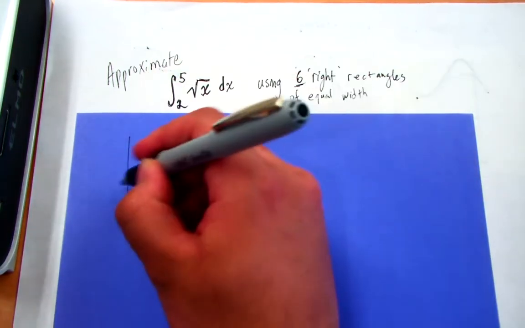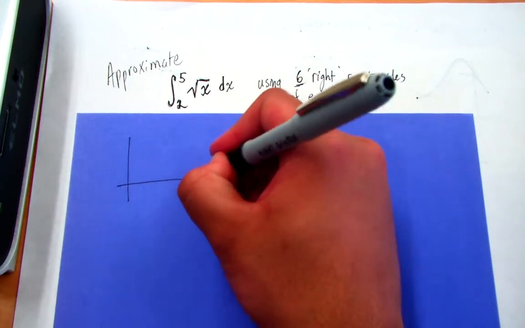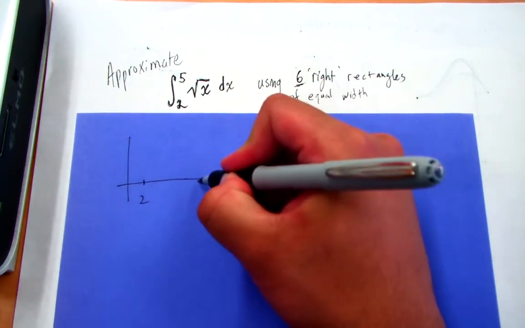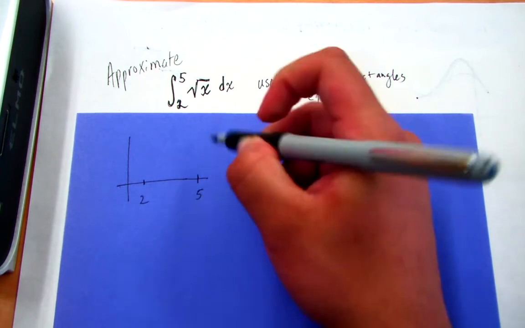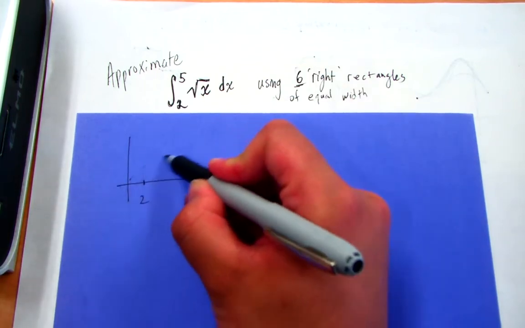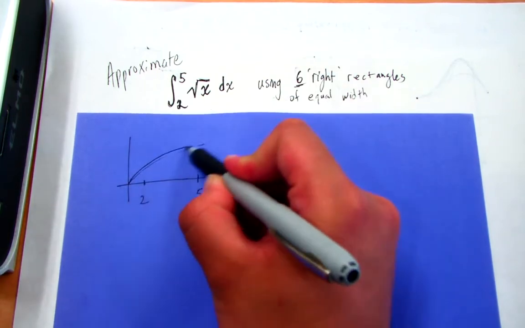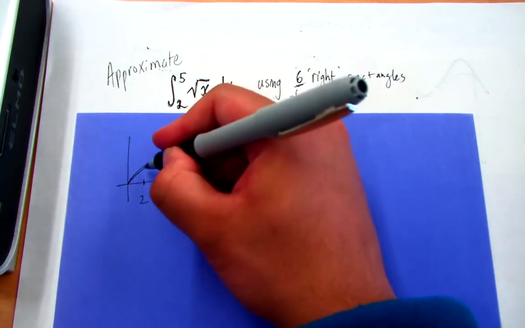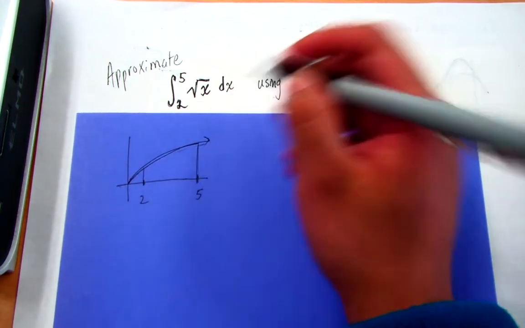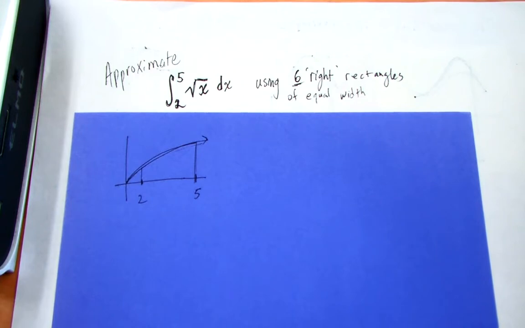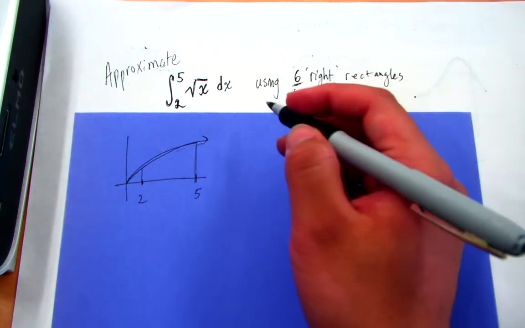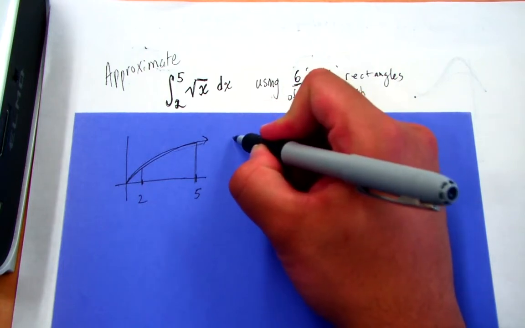So we have from 2 to 5. The square root function looks like this, roughly speaking. This is a general picture, and we're looking for this space. It's in general a good idea to draw a picture to get a sense of exactly what it is we're subdividing. The first thing to do is to figure out how wide each of our intervals are so that we can find our endpoints.